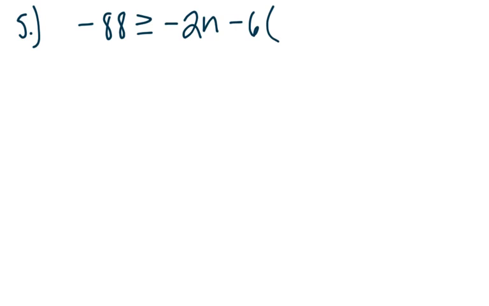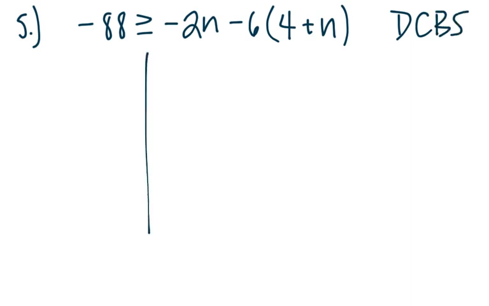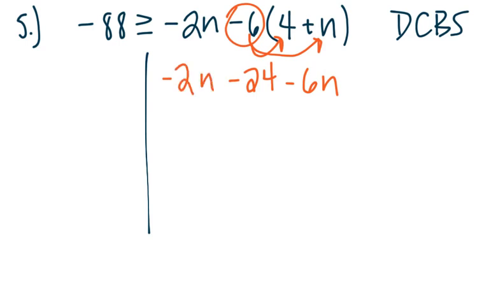And finally, we have number 5. So we have negative 88 is greater than or equal to negative 2n minus 6 parentheses 4 plus n. So we can definitely distribute here. There's a negative 6 times 4, that becomes negative 24. Then negative 6 times positive n, it's just negative 6n. Everything else stays the same.